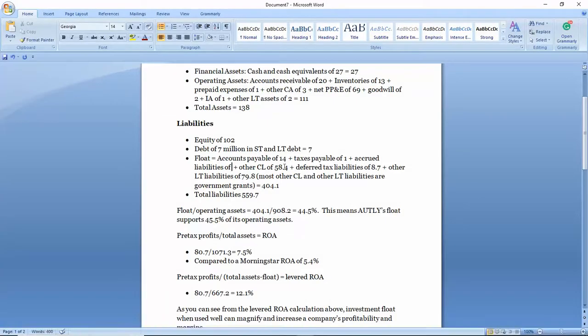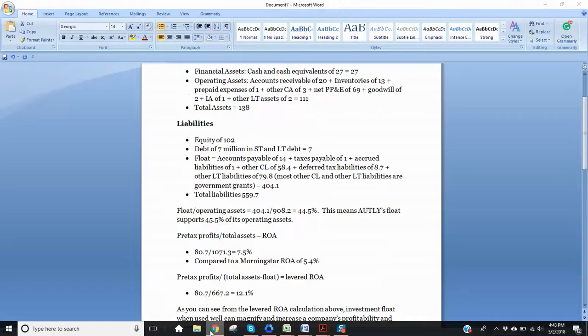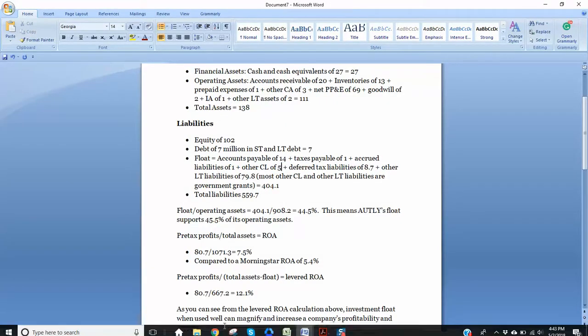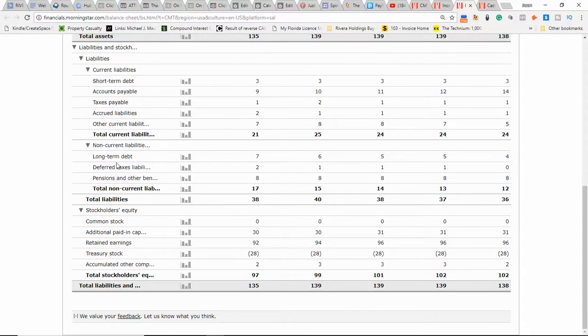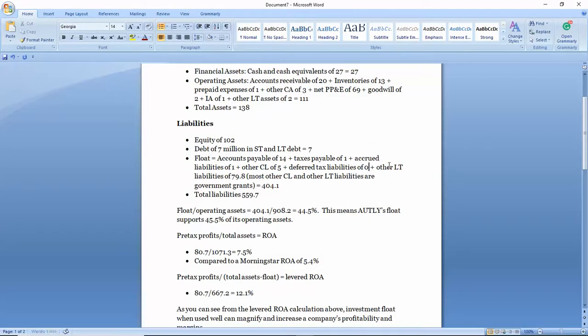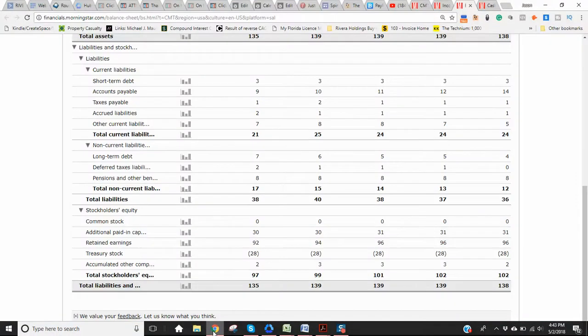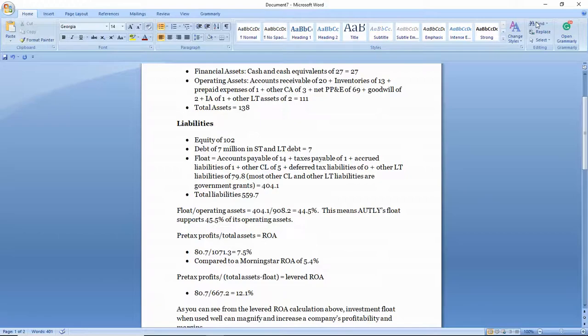One, plus other current liabilities of 5, plus deferred tax liabilities. Again, we remember we put this in the debt section, so you don't include that here. Deferred tax liabilities is 0, plus pensions and other benefits. Pension and other benefits is one you don't typically see, but that goes here as well because it doesn't accrue interest, at least in the normal sense in terms of debt.